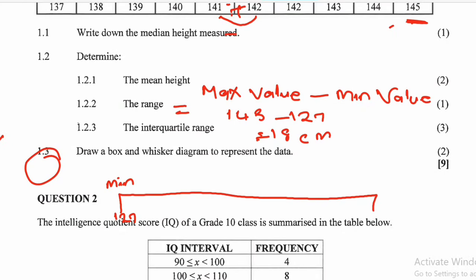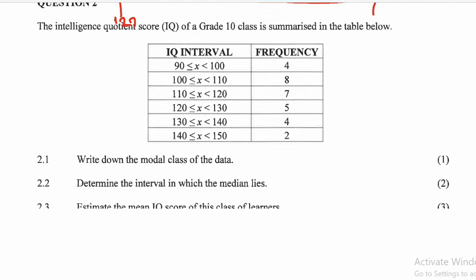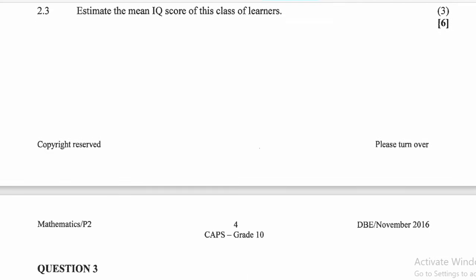Drawing a box and whisker diagram. Remember, a box and whisker diagram represents 5 main key points or key values: the minimum value, the first quartile, the second quartile, the third quartile, and your maximum value. So how do you really represent this? I'm gonna need a space here, so I'll have to scroll down and I will start writing from here. This is your 1.3, the box and whisker diagram.